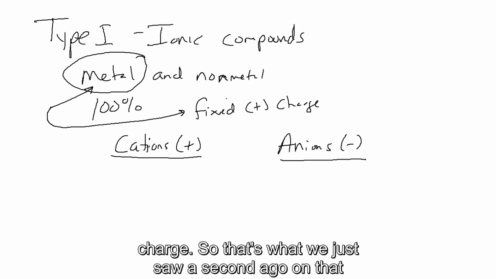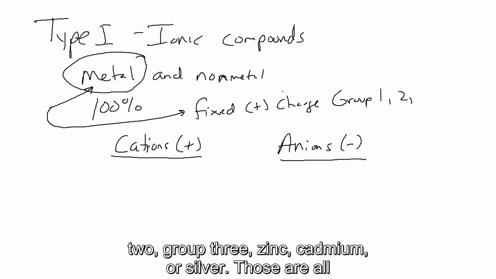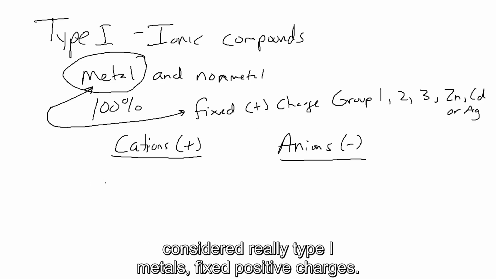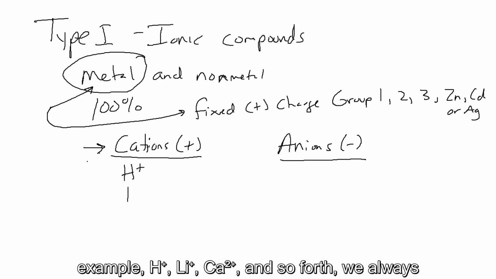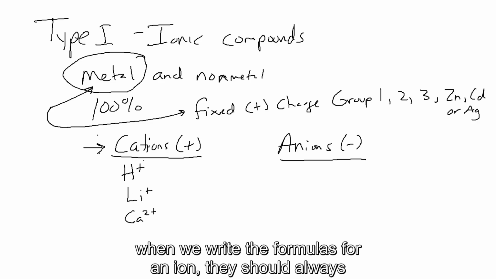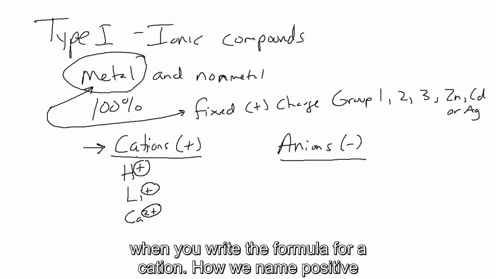So that's what we just saw a second ago on that periodic table. Those are metals from group 1, group 2, group 3, zinc, cadmium, or silver. Those are all considered type 1 metals, fixed positive charges. So when we look at type 1 cations, things like H+, Li+, Ca2+, and so forth, when we write the formulas for an ion, they should always include the charges. So the charges should always be written when you write the formula for a cation.